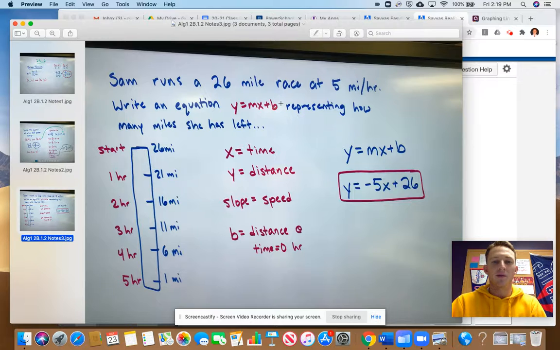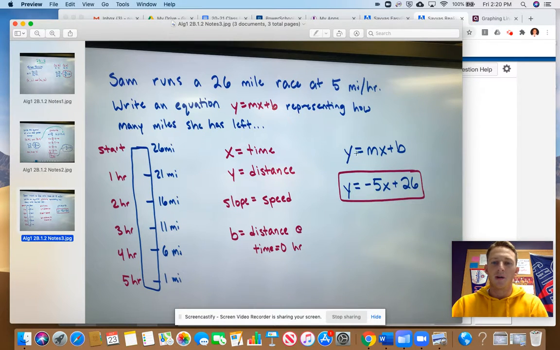Well, let's write an equation to represent how far she has left at any given point. In algebra and math and science, x represents time, and y is going to represent the distance left over. Our slope, our m, is going to be speed, so distance over time. Well, we know our speed, distance miles over time hours. So our slope is 5, but we're actually going -5 because we're tracking miles left, right? So we're going down. So our slope is going down. And then our b is the distance at time 0. So we started with 26 miles to go.